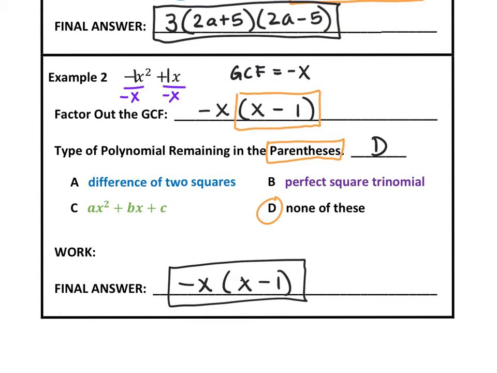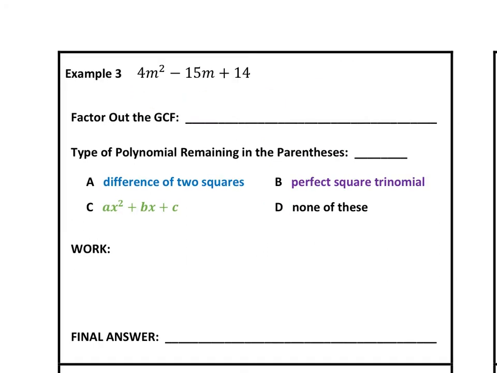Okay. All right, let's go to the next example. All right, so let's start off again. What is the GCF? What number can divide all of these 3 numbers? I can divide 4 and 14 by 2, but I can't divide 15 by 2. I can divide 15 by 3, but I can't divide 4 and 14 by 3. So it looks like it just has a GCF of 1.